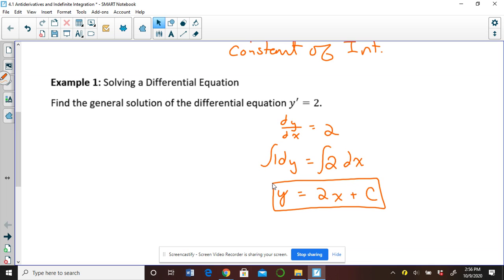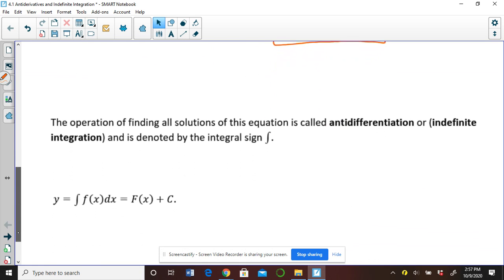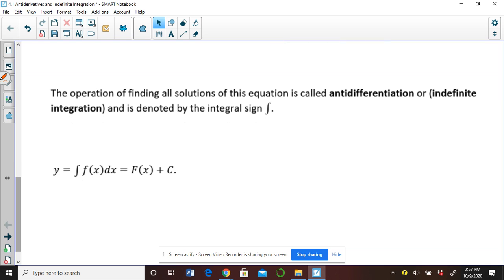But then your final answer is y equals 2x plus c, unless you're given additional information that will allow you to solve for c. And we'll eventually get into that. That's called the particular solution. Right now we have the general solution.